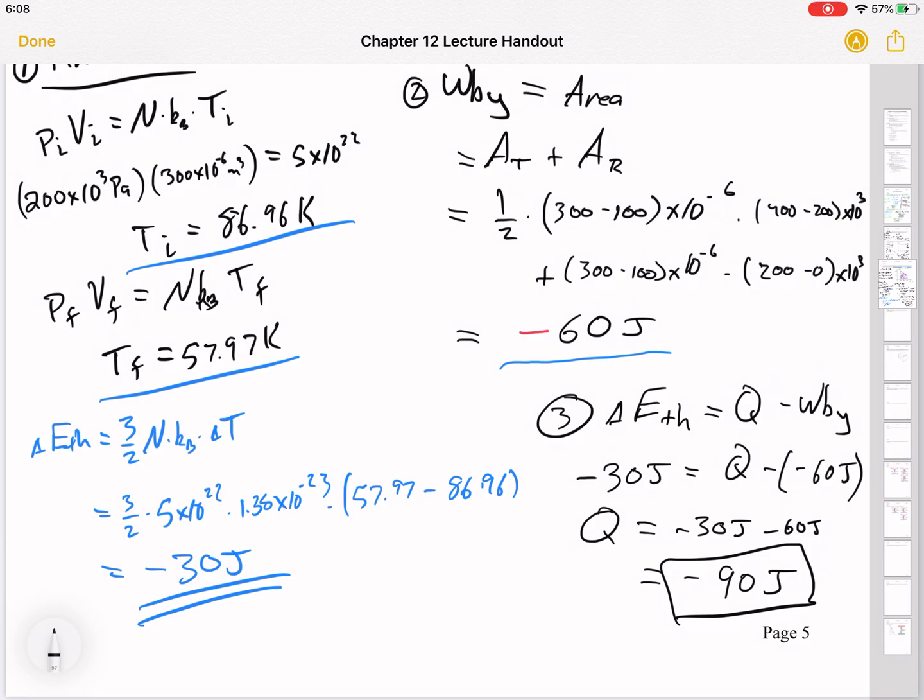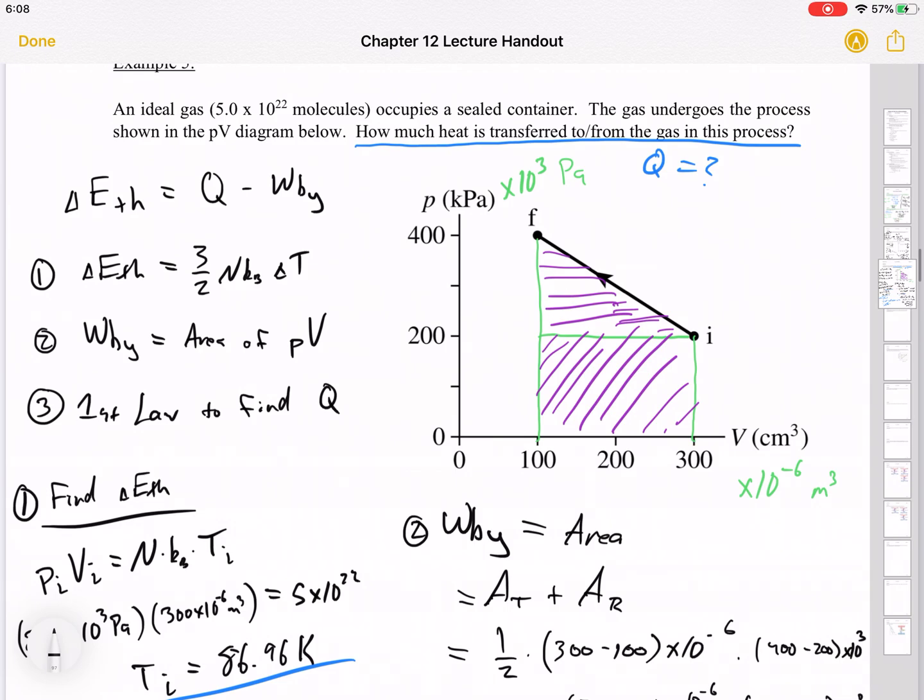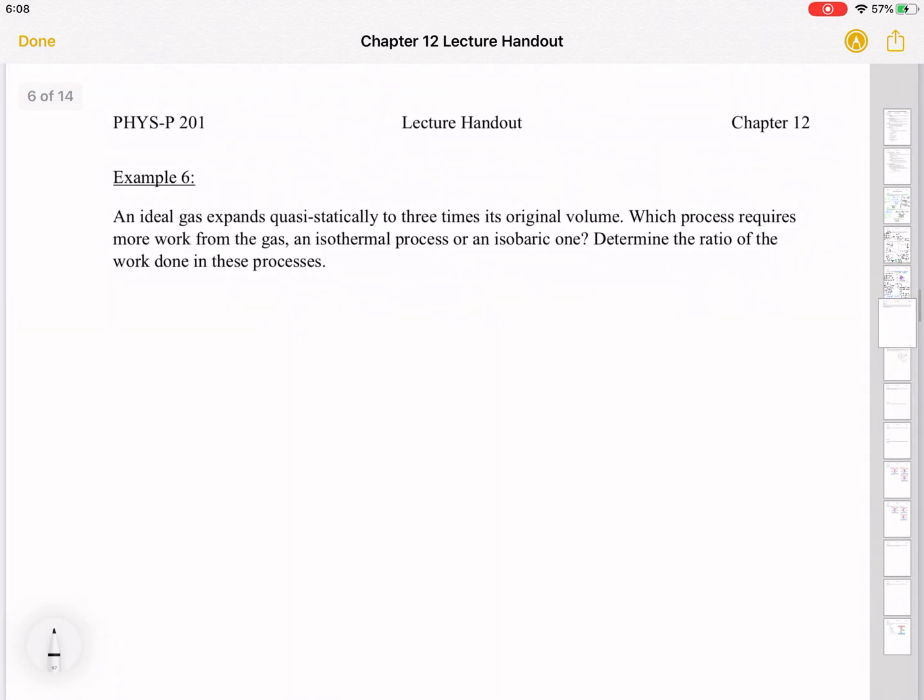So that's a good example of how a PV diagram can be used to solve heat added to a system, even though heat doesn't show up directly in the ideal gas law or in a PV diagram. Let's look quickly at one other problem, maybe just conceptually. Example 6 here says an ideal gas expands quasi-statically to 3 times its original volume. Let's say it happens one of 2 ways. It can either happen isothermally or isobarically. Which one requires more work from the gas?